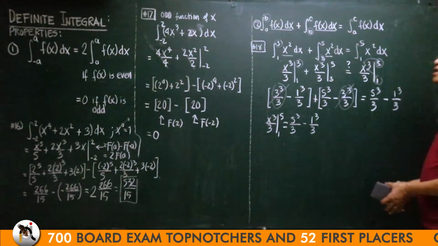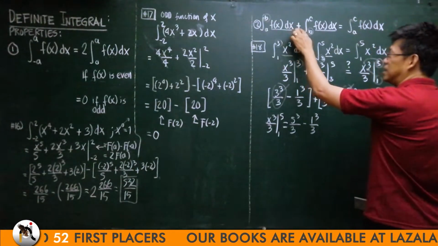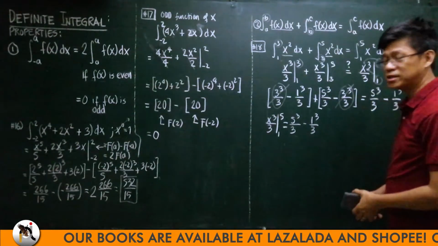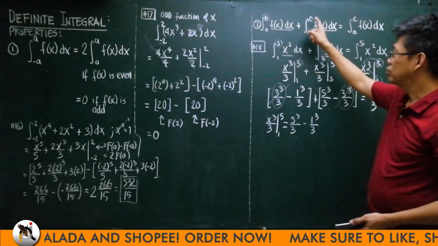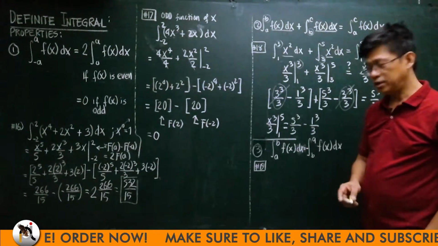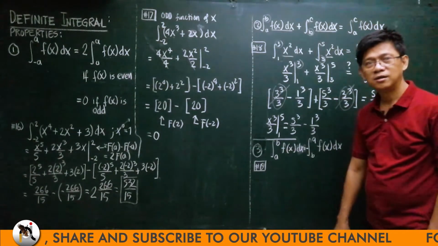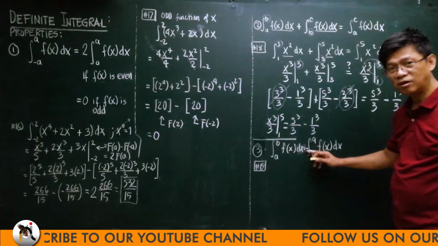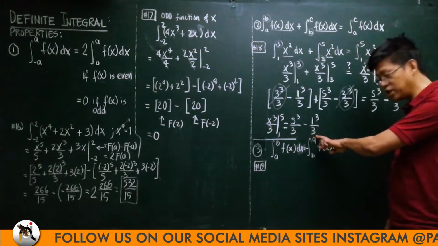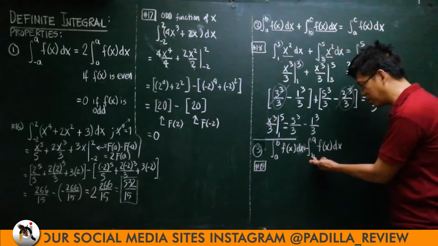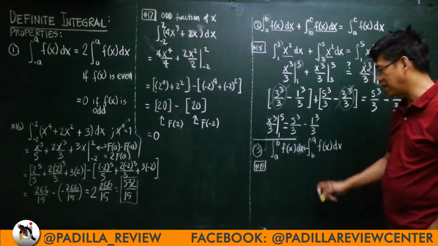You get it? The function of x integrated from a to b plus integrated from b to c is the same as the integral of the function of x from a to c. You get it? Another property is this. The integral of the function of x dx from a to b is equal to the negative of the integral of f of x from b to a. When you reverse the position of the limits, the upper becomes the lower and the lower becomes the upper limit, then the sign of the integral becomes negative.